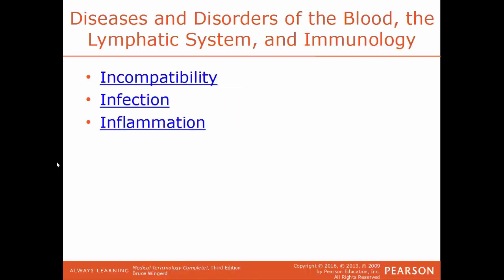Our next term, incompatibility. This is when things don't match together properly. You'll see this term used when someone wants to donate an organ. If the tissue types don't match correctly, then they are considered to be incompatible. The infection. This is the presence and the invasion of a microorganism, such as a virus or a bacteria. And the last one here, inflammation. This is a physical condition where a localized part of the body will become red or hot or swollen or painful. It is usually caused by an injury or an infection of some kind.